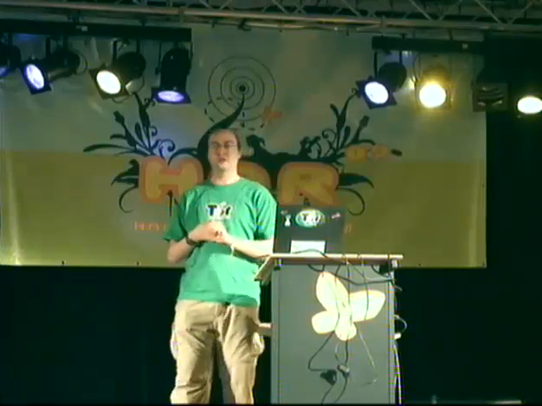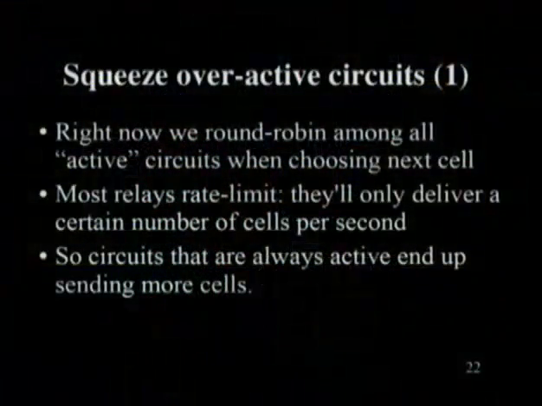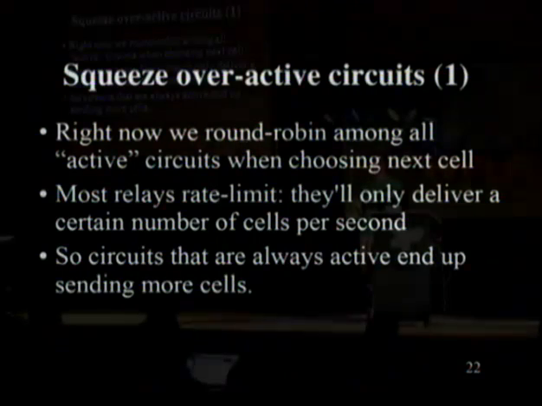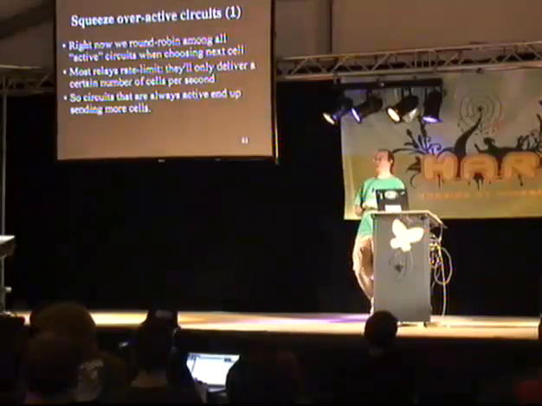The way that Tor does its round-robining right now, at the Tor relay, there are a bunch of different circuits that all have cells that they want to send. Right now, we do round-robin. We just go one at a time and say, whichever circuit has something that it wants to send, you get to send one cell. And that means that if the relays are all rate limiting a lot, then the circuits that always have a cell they want to send are going to end up sending a lot more cells over the course of that second.